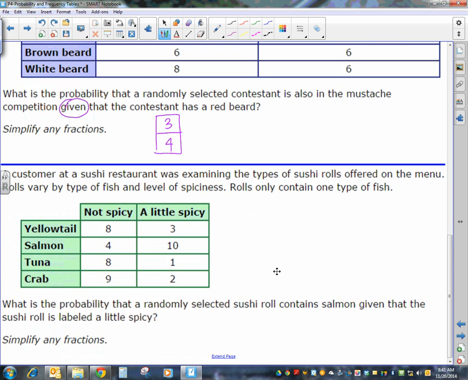Okay, last one. A customer at a sushi restaurant was examining the types of sushi rolls offered on the menu. Rolls vary by type of fish and level of spiciness. Rolls only contain one type of fish. So what is the probability that a randomly selected sushi roll contains salmon given that the sushi roll was not labeled a little spicy? So a little spicy would be these numbers here. That again is my bottom number. So my bottom number is going to be 16. And I want to know which of those contains salmon, and that would be the 10. So 10 out of 16, of course, becomes 5 out of 8.